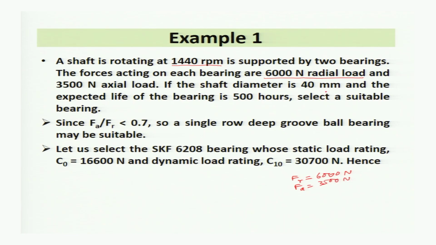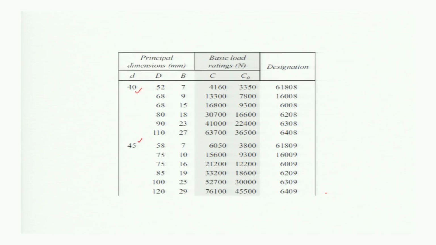The diameter of the shaft D is given as 40 mm, so in the manufacturer's catalog you will select the bearing corresponding to a bore diameter equal to 40 mm. In this table you will select the bearings corresponding to 40 mm bore, these bearings.